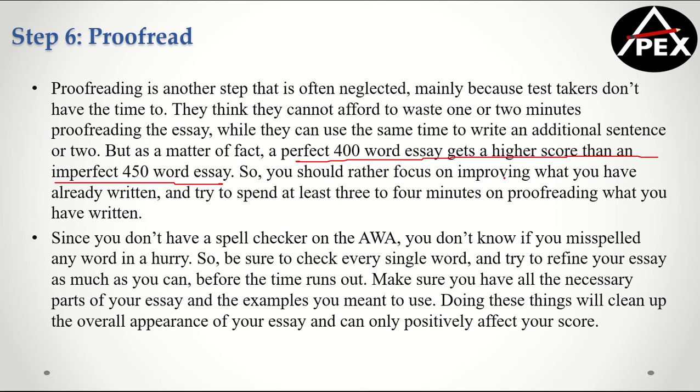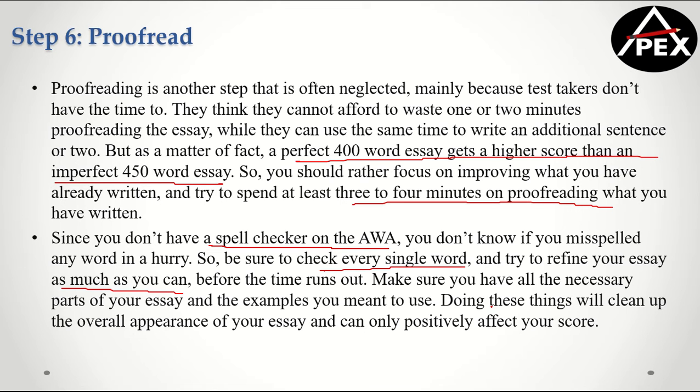So you should rather focus on improving what you have already written and try to spend at least 3 or 4 minutes on proofreading what you have written. Since you don't have a spell checker on the AVA, you don't know if you've misspelled any word in a hurry. So be sure to check every single word and try to refine your essay as much as you can. Alright? Make sure you have all the necessary parts of your essay and the examples you mean to use. Doing these things will clean up the overall appearance of your essay and can positively affect your score.